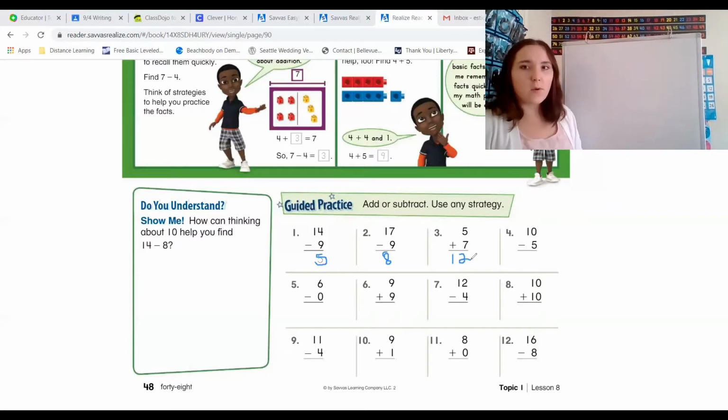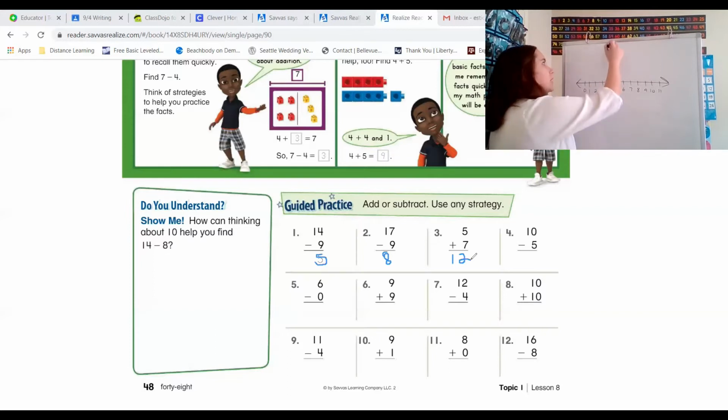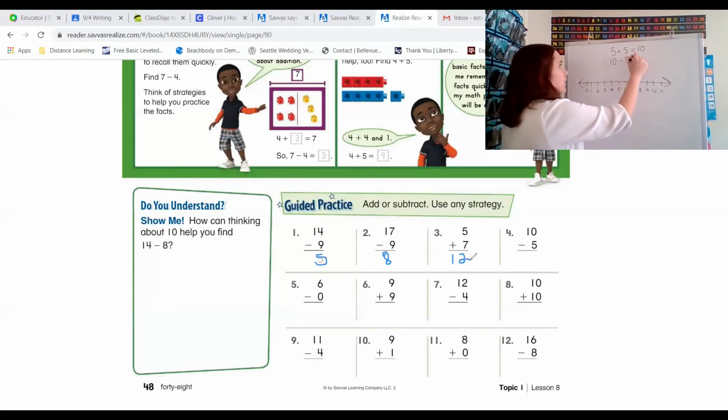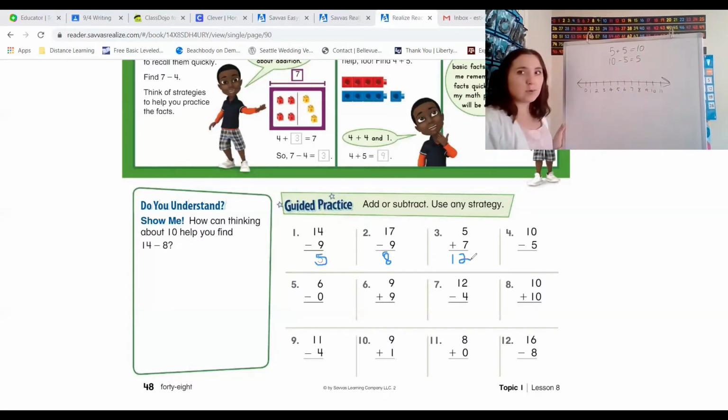Okay, let's look at number 4, our last one that we're going to do together, 10 minus 5. I'm going to do it on a number line. Now, if you wanted to, you could easily do the doubles fact, 5 plus 5 equals 10, which means that 10 minus 5 equals 5. That would be a super quick way to do it.